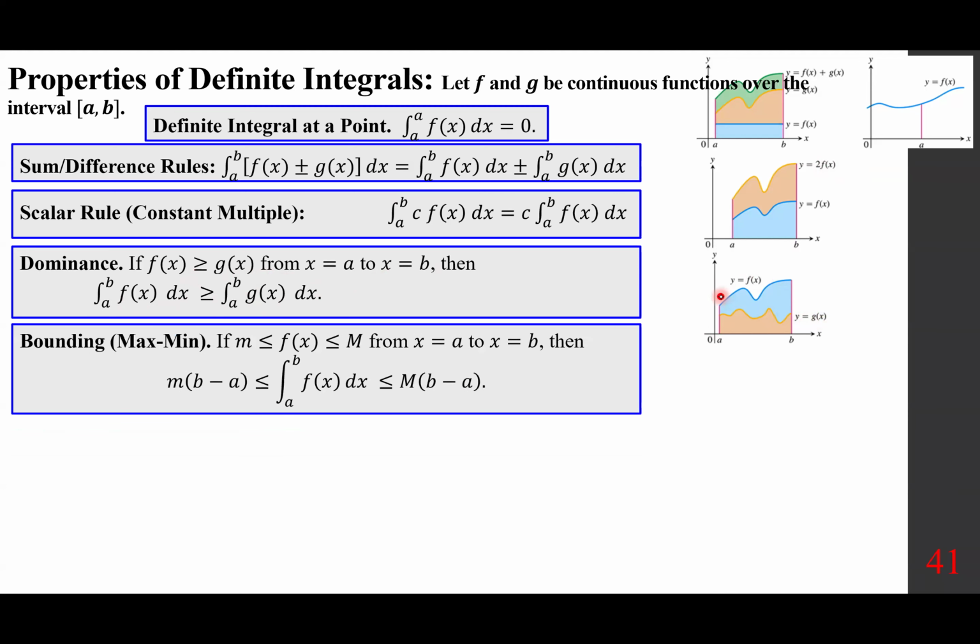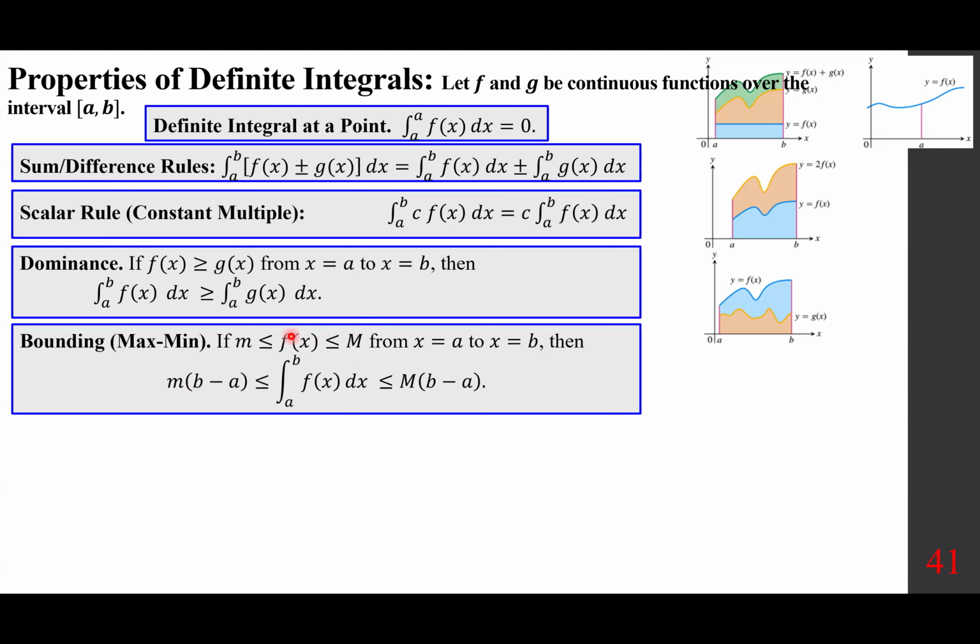Bounding, max minus min. If f of x is between lowercase m and uppercase M, as we go from a to b, then if we multiply everything by b minus a, this one by b minus a, and this one by b minus a, it is the same as integrating f of x dx from a to b, and it must be in between also.